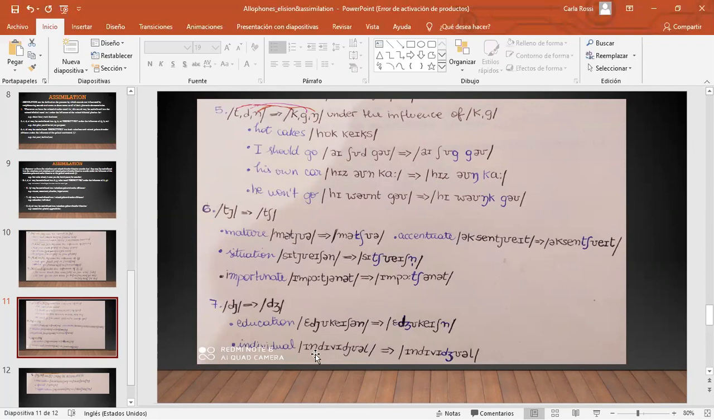Yeah, and the same is for the seventh pattern. Instead of saying education, you say education. Individual. Yeah? Is that clear for everyone? Yes. Okay.